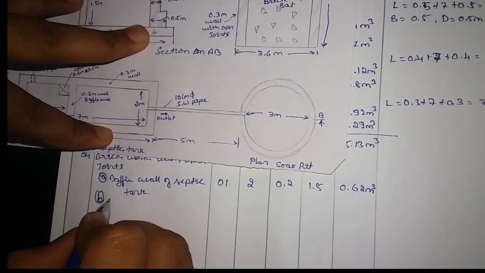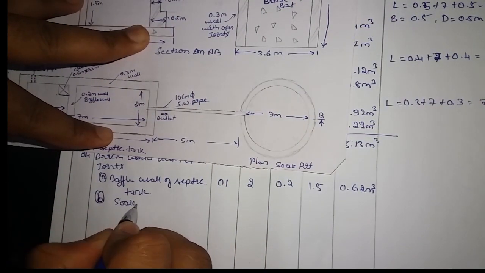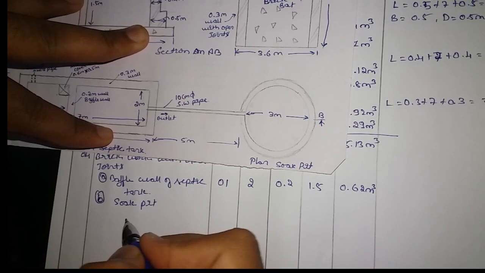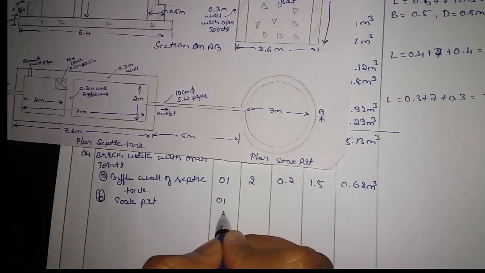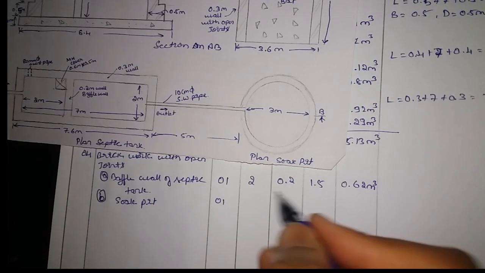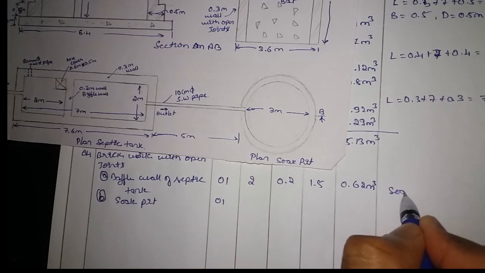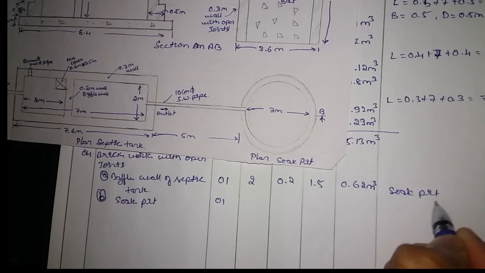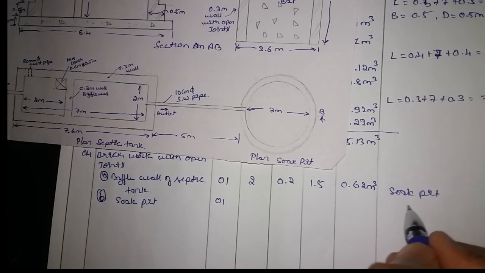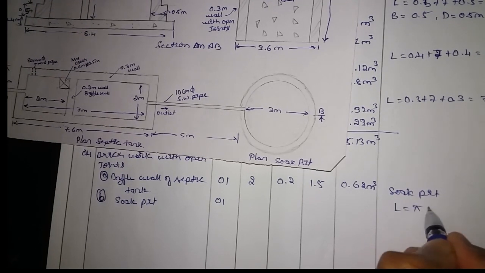So again I am writing here for the soak pit separately. What happens here is we need to find out the first number, which is 1. Now we need to find out its length. The soaking pit will be in a circular shape, so I need to find out its circumference. So I will write L is equal to pi into d.